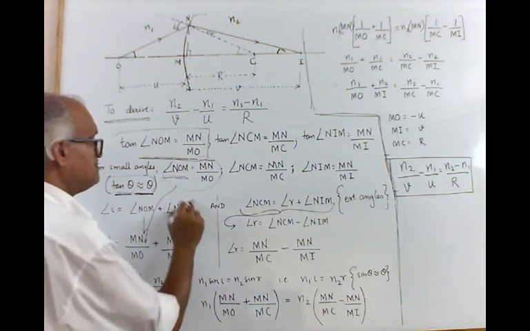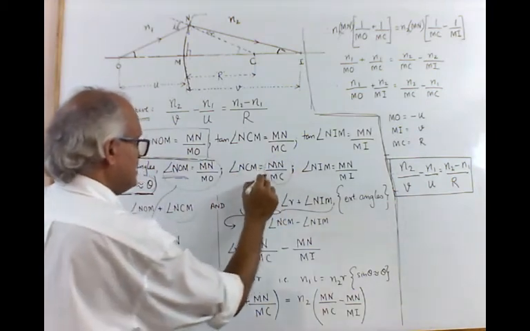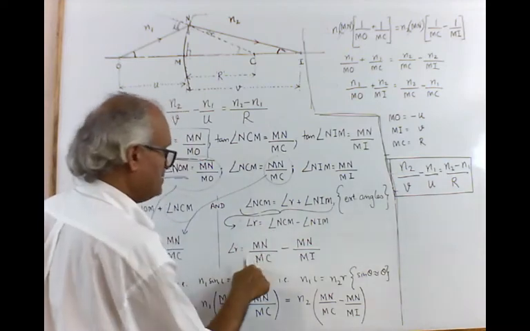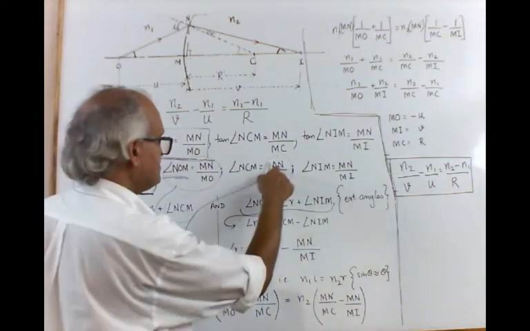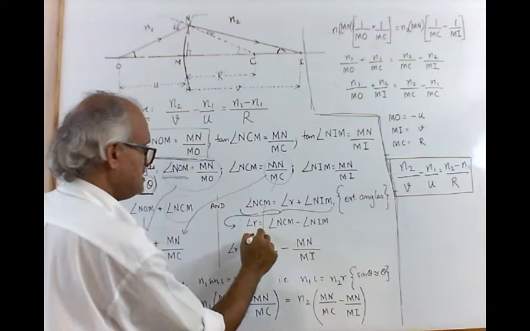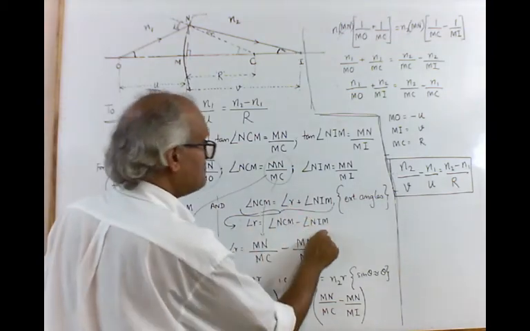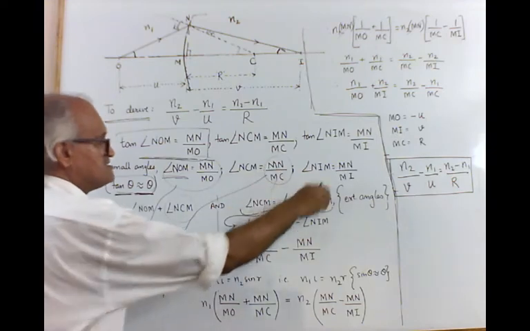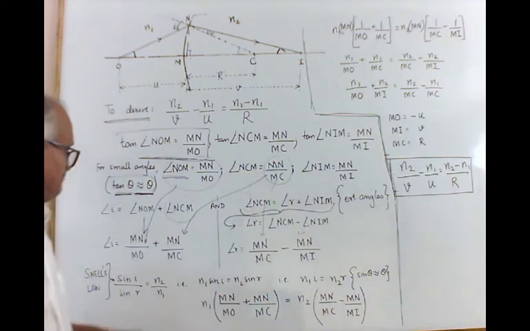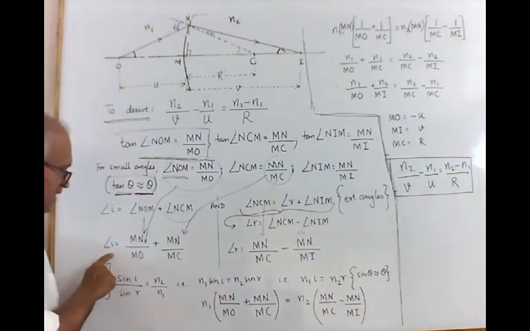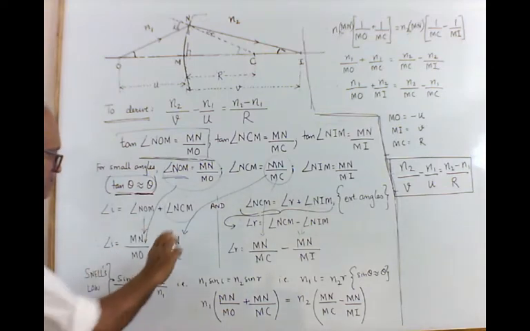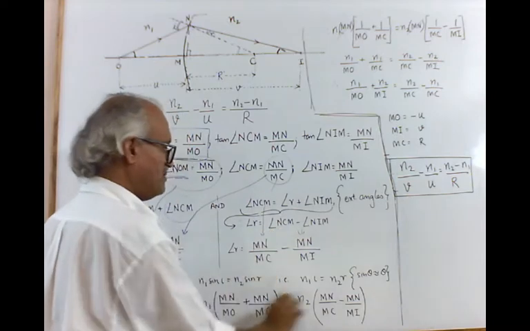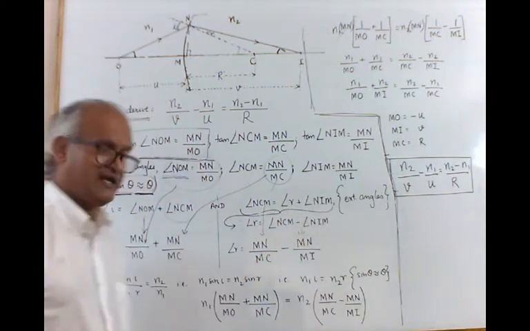Then NCM is this, so this substituted and came here. Similarly here also, in place of NCM we put mn upon MC and in place of NIM mn upon MI. These substitutions have come from here to here. So we have got angle I is equal to mn upon MO plus mn upon MC, and angle R is equal to mn upon MC plus mn upon MI.